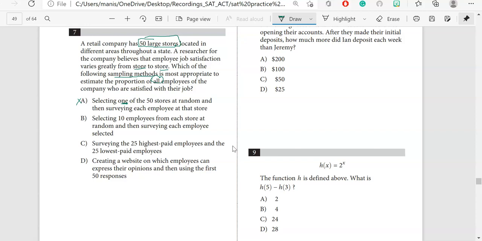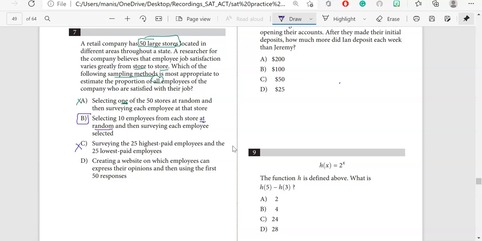So now let's look at option B. Selecting 10 employees from each store at random. Now you see the words over here, at random. And then surveying each employee selected. I believe it could be the correct answer, but let's go to option C. Surveying the 25 highest paid employees and 25 lowest paid employees. This is not the right way to do the sampling, because it will not give us an accurate representation of employees across all pay grades at the company. So this cannot be the correct answer.